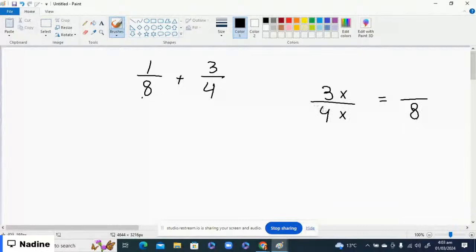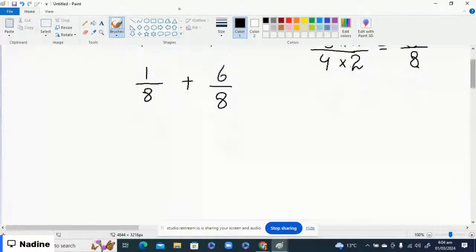We are going to multiply 4 with 2, as well as the numerator, the same number, numerator as well as denominator. So 4 times 2 is 8. Now tell me, what is the answer of 3 times 2? 3 times 2 is 6. So let's do 1 over 8 plus, in place of 3 by 4 we are going to put 6 over 8. Now look, the denominators have become the same. What we do is just put one denominator here.